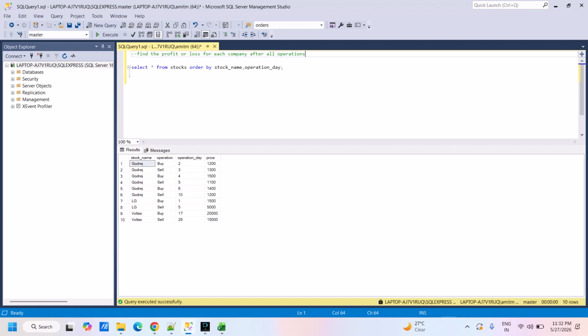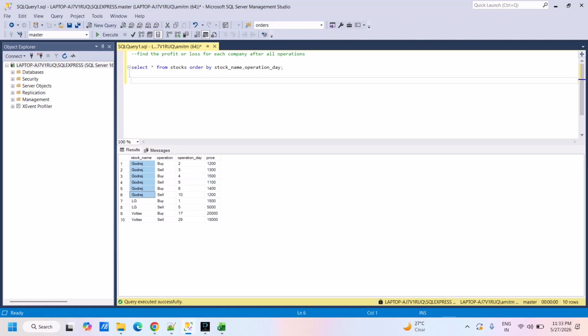Hello friends, so we will try to solve this SQL query today. We have to find the profit or loss for each company after all operations. This is our input table, stocks. It lists the names of the companies or stock names.